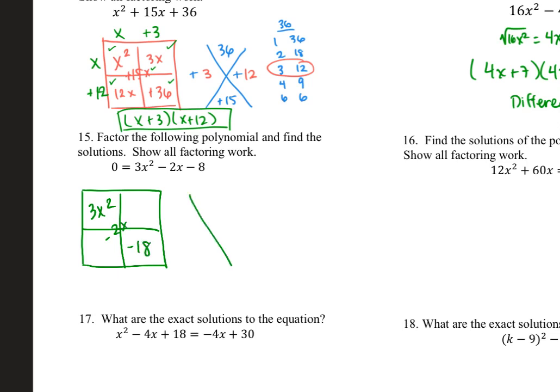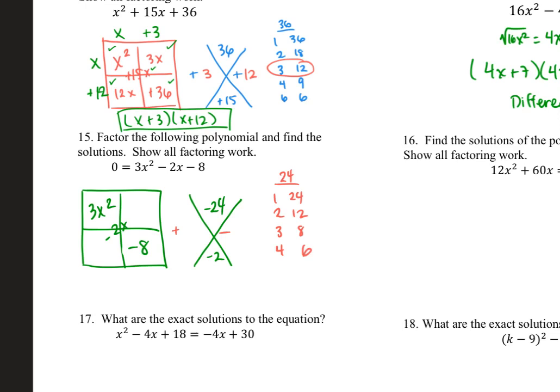Okay, and then we are multiplying, sorry, this should say negative 8. We're multiplying to make negative 24, adding to make negative 2. Since we're multiplying to make a negative, that means it's a positive and a negative. And then we're going to list out our factors of 24: 1 and 24, 2 and 12, 3 and 8, 4 and 6. And those are all the factors.